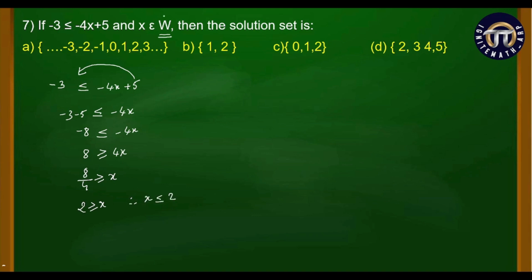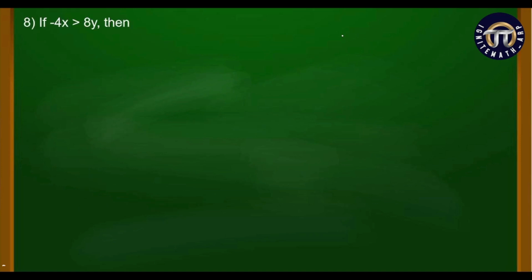So since the replacement set is the set of whole numbers, I can write the solution set to be taken from the set of whole numbers. So it should be written in the tabular form. That is, x should be smaller than or equal to 2. The smallest whole number is 0, so 0, 1, 2 is going to be the solution set. So 0, 1, 2, that is nothing but option C, our correct answer. Clear, children? So now let's move to the next question.